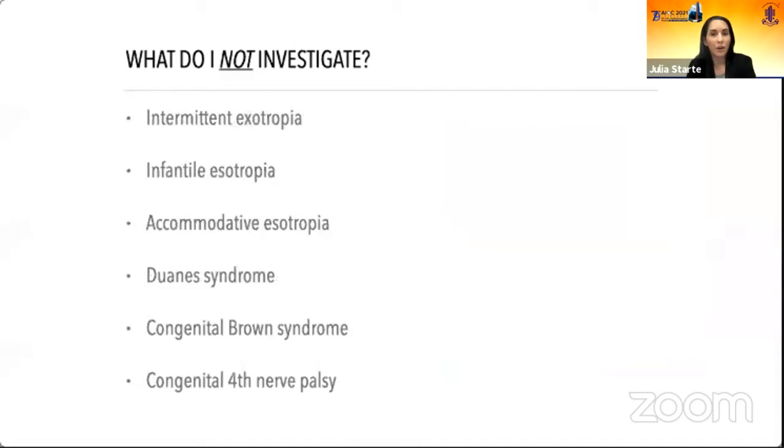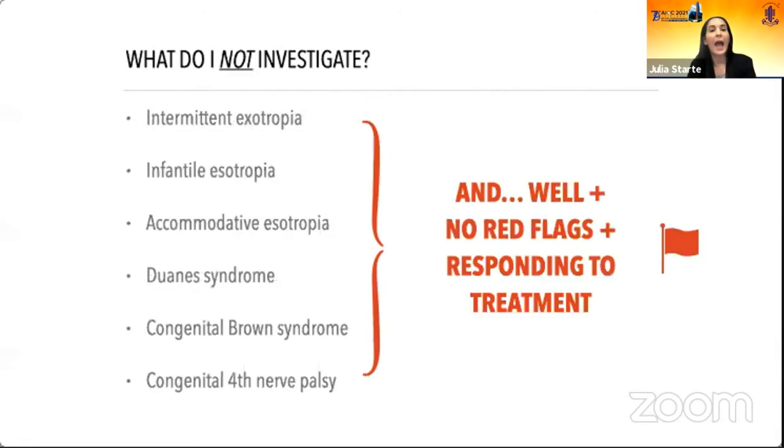So what do I not investigate? These are the classic group of childhood strabismus syndromes that you really should have a good idea of what they look like and what the classic features are. So if I have a patient that fits into one of these categories neatly, and they're a well child, and there are no red flags, and they're responding to treatment in the way I'd expect, then I don't investigate them.